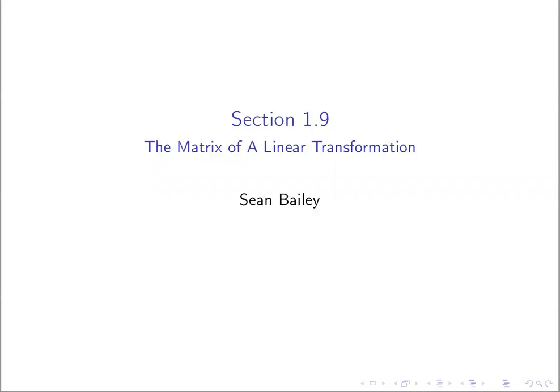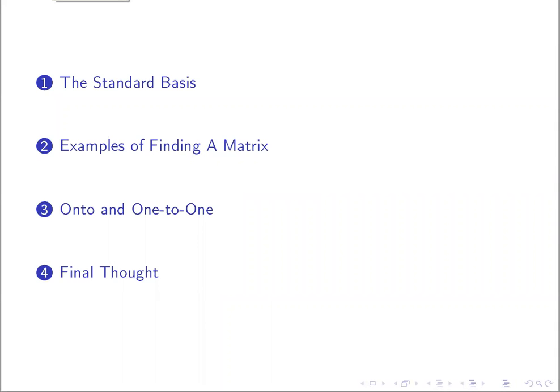Welcome to our last section of Chapter 1, Section 1.9. We're going to continue to build on talking about linear transformations by talking about how we can find the actual matrix and some other information about linear transformations. So first, I'm going to introduce something called a standard basis. It's actually a preface for Chapter 4. Just do an example of how we can find a matrix, and then we'll talk a little more about onto, one-to-one, and have a final thought on transformations.